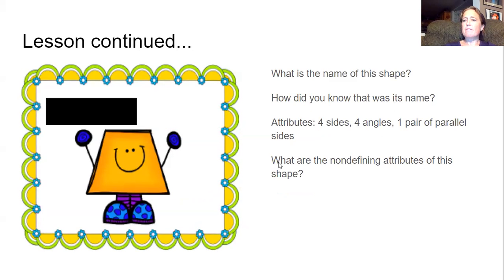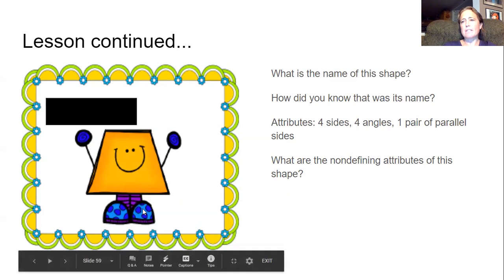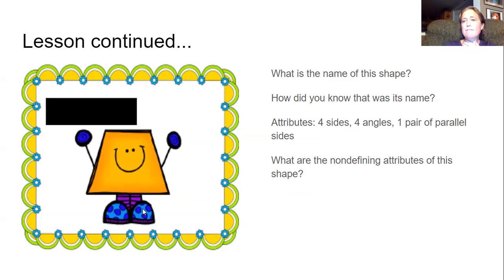So what are the non-defining attributes of this shape? Remember, we talked about how the defining attributes are the things that make it that shape. But there are non-defining attributes also. Some of the non-defining attributes would be its color, the fact that it has a face on it, that it has arms and legs and feet. These are not features that need to be there in order for it to be a trapezoid.